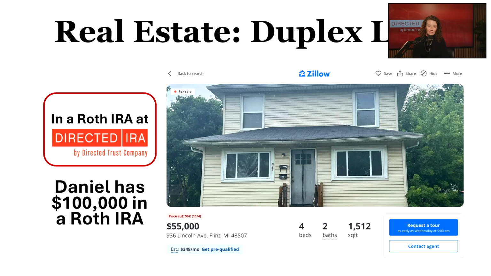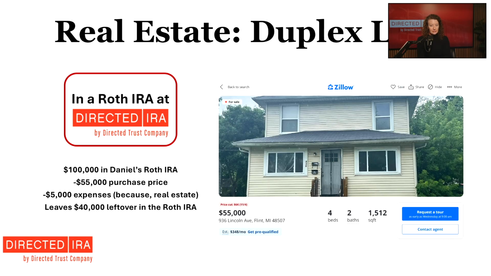Daniel is a real estate investor. He's a pro. That's what he does all day, every day. It's up to Daniel to choose the property, review the property, and do all that due diligence. Now, Daniel's going to purchase this property with his Roth IRA. So $55,000 comes out for the purchase price, $5,000 worth of expenses because real estate, and that leaves $40,000 left in his Roth IRA. But how does he get there?